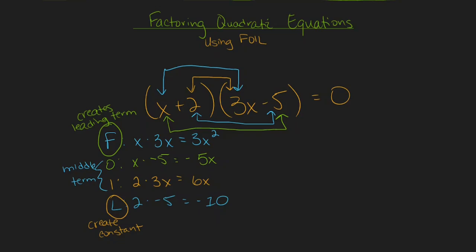Taking everything that we found together, we can recreate an equation, adding together all of these different products. So we have 3x squared minus 5x plus 6x minus 10. And again, of course, this is all still equal to 0. From here, I can combine any like terms. These are going to be the outers and the inners because we said they together create the middle term. This will turn into an x. So my final equation is 3x squared plus x minus 10 equals 0.